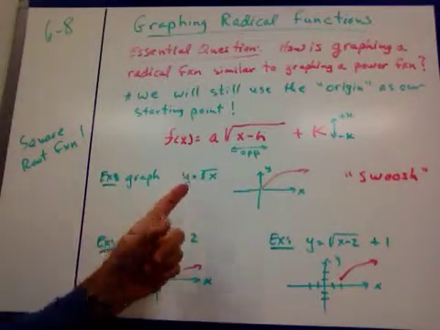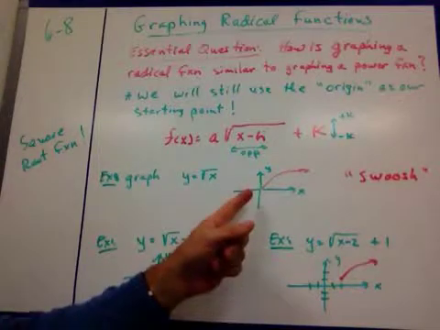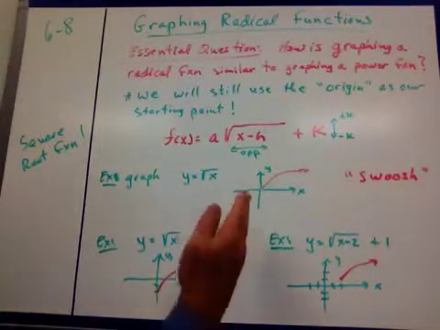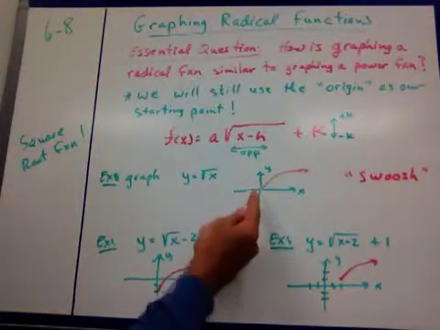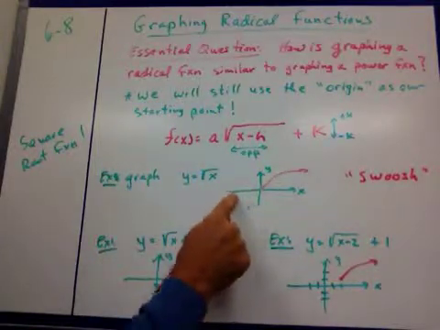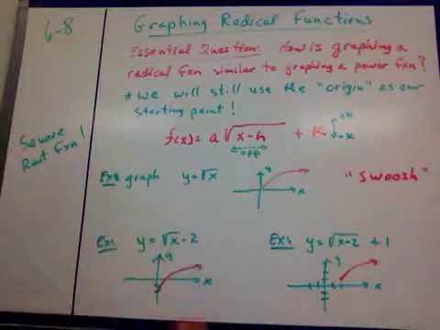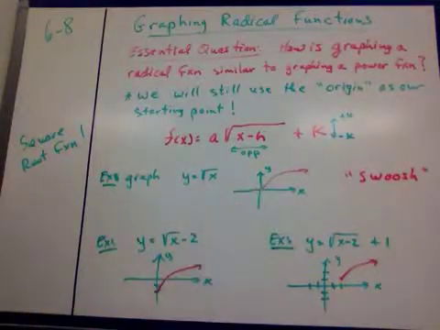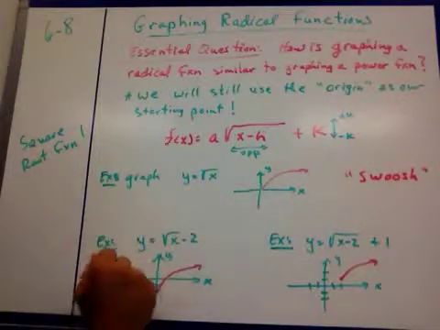So the basic graph of y equals the square root of x looks just like this. Now, why does it look like this? Why does it start at the origin? Why isn't there anything to the left over here? Because you can't put a negative x in here. We can't take the square root of a negative. So the earliest you can start is at 0, when it's just the square root of x.